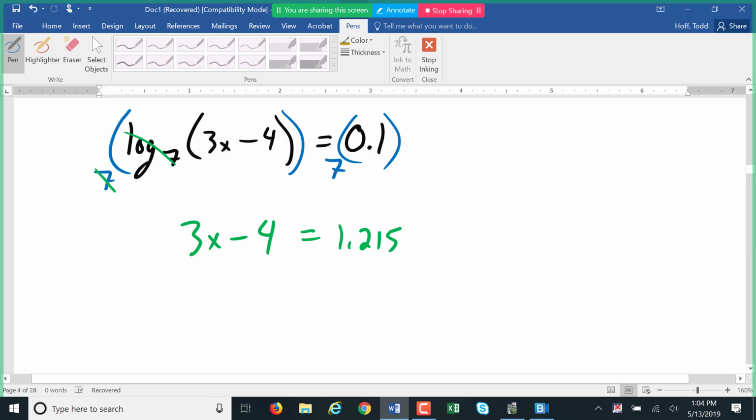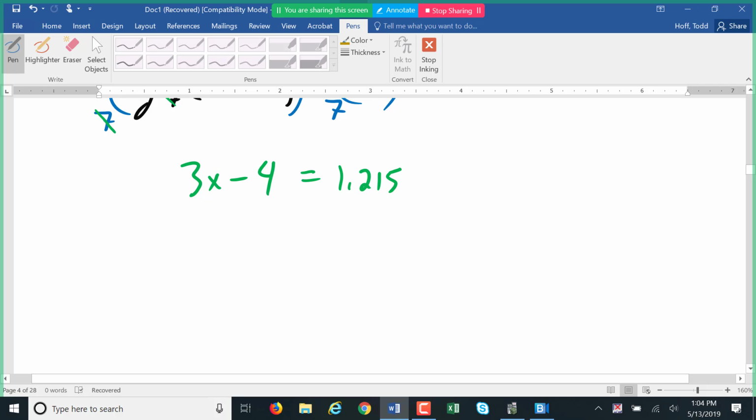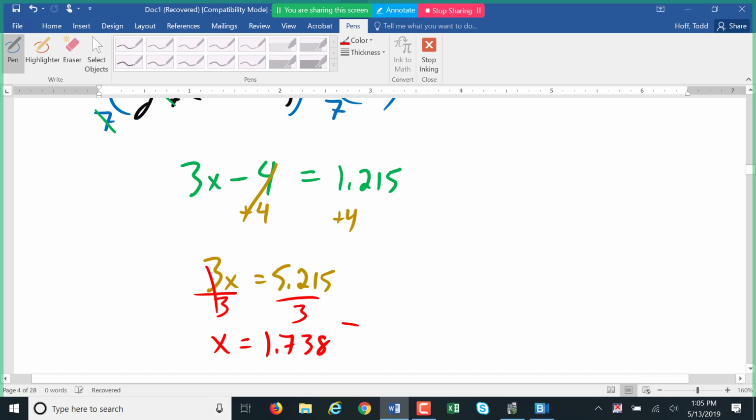And then, what do we have to do? Add 4. 3x equals 5.215, and then divide by 3: 1.738. 1.738 works for me. Any questions?